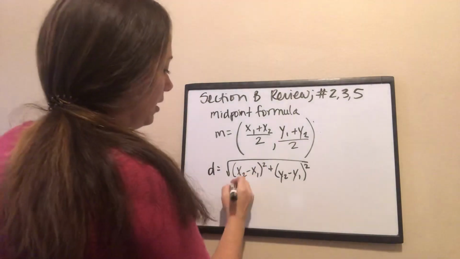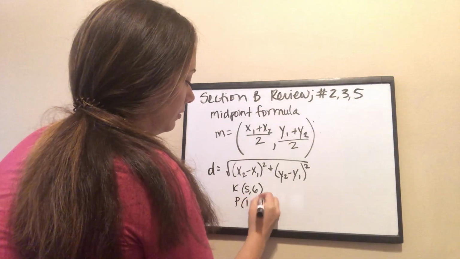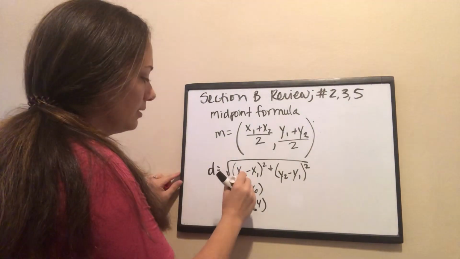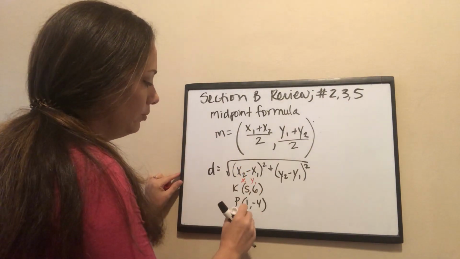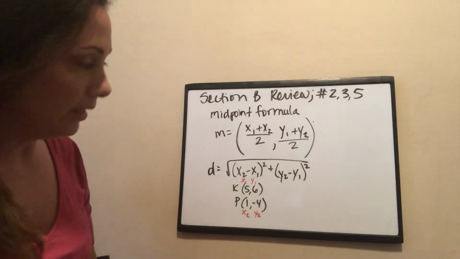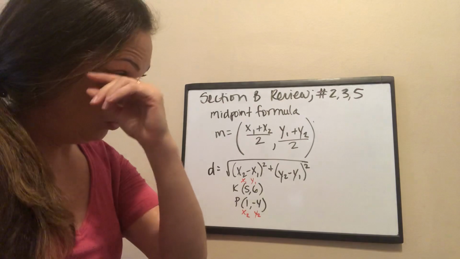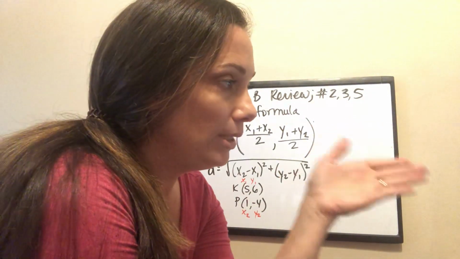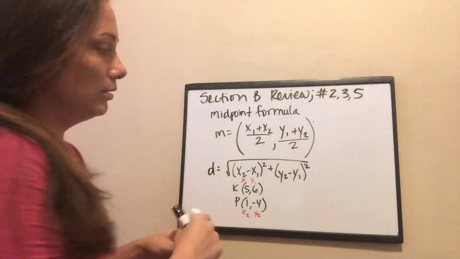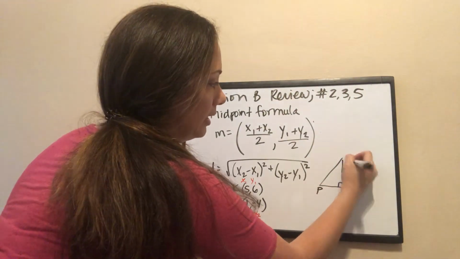I would plug in K is at 5, 6. P is at 1, negative 4. So this would be my X1 and my Y1. This would be my X2 and my Y2, if I called this my first point and my second point. I can plug that in and I can follow order of operations and get the answer. Or I can simply count from P to K on the X-axis. I have to go over 1, 2, 3, 4. So I have a right triangle, and I have P here, K here, 4 units.